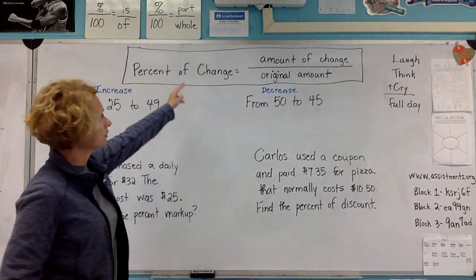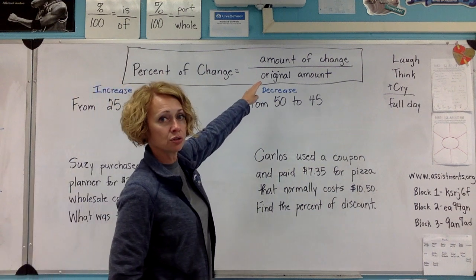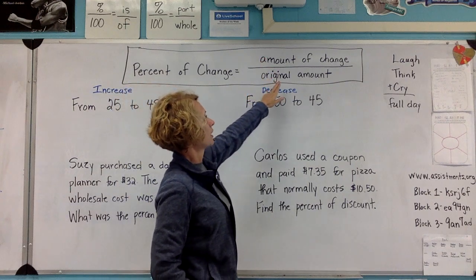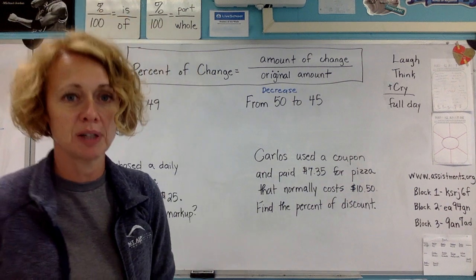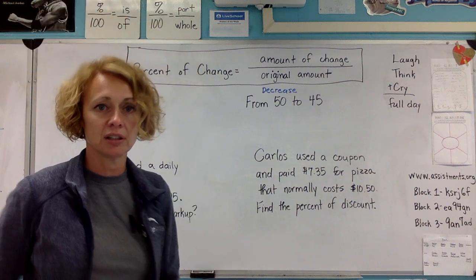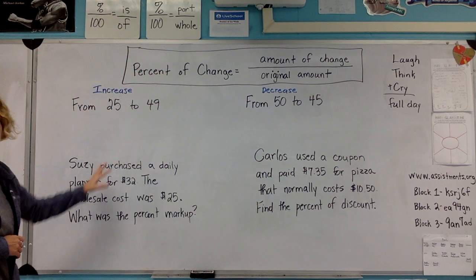That's the way you find it. So a percent of change formula would be that you take the amount of change up here, you get that by subtracting your two values, and then you write it over your original amount. So you know, if you have change amounts, you can have increases or you can have decreases. So let's look at those types of examples of problems. For example, here's some increase problems.